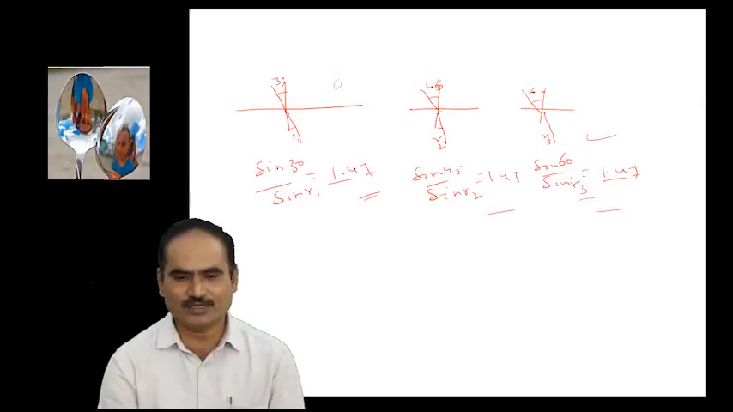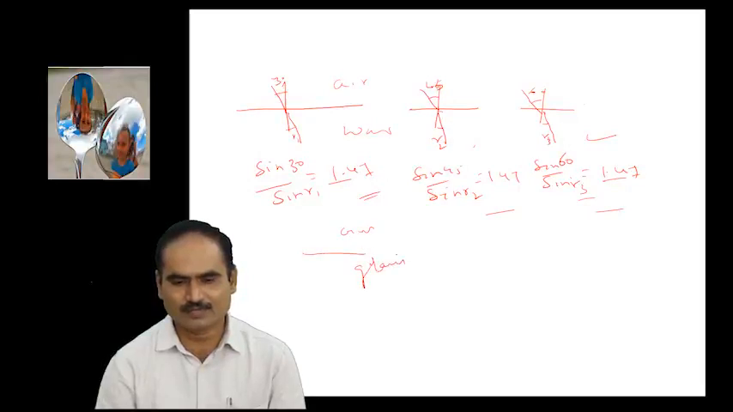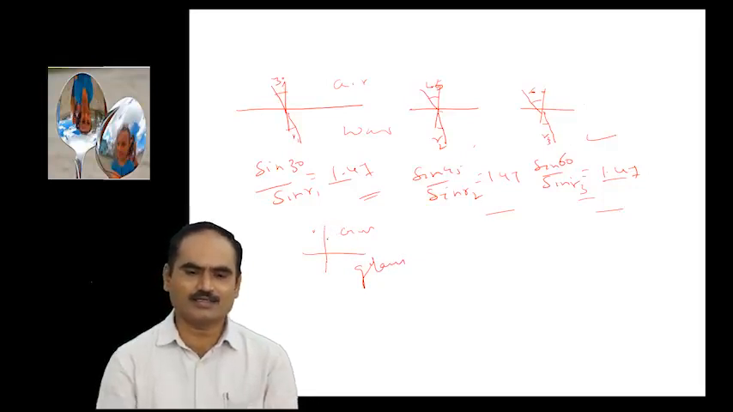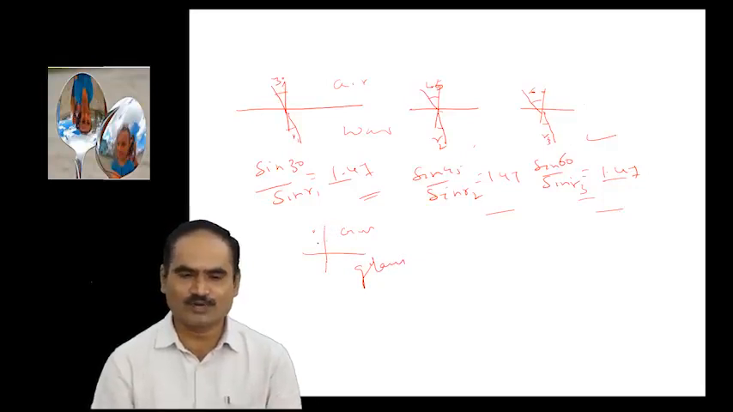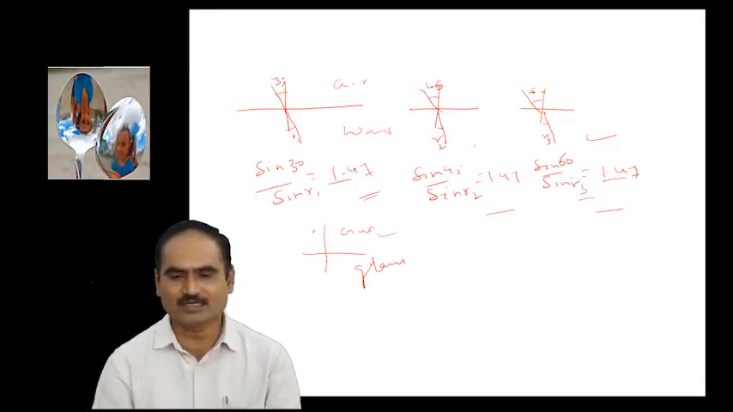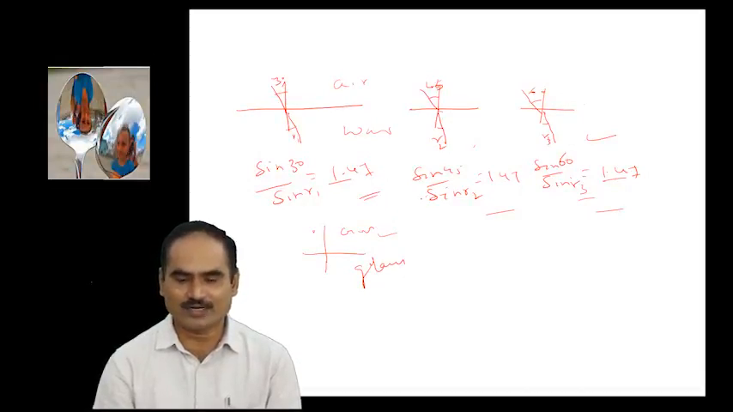Suppose here you used air and water, so here also air and water. Instead of that, if you use air and glass, then is the constant the same? No. Even for different angles, the ratios will be different. So that is what the law says: it is the same for a given color of light and a given pair of medium.